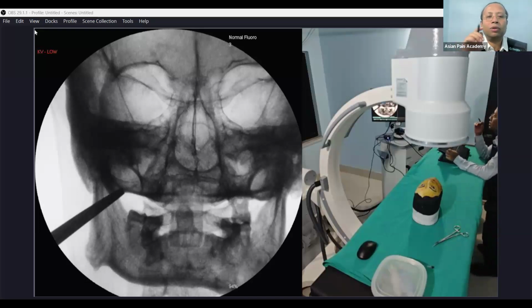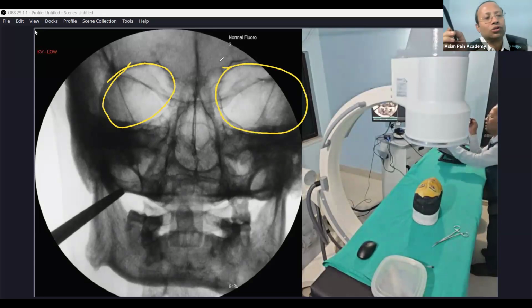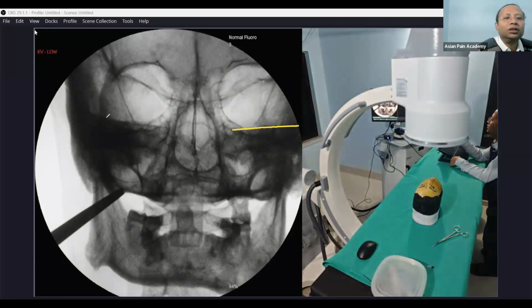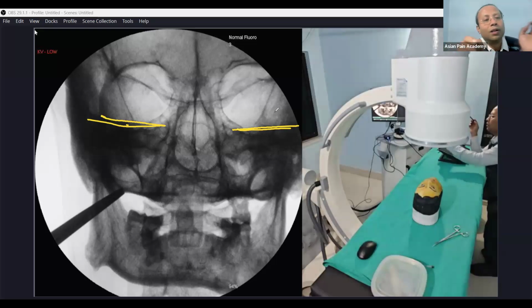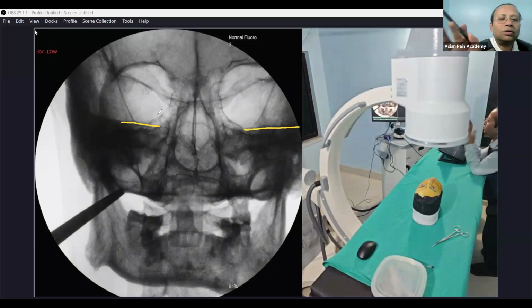Now while seeing the AP view, a question can come to our mind whether we are seeing a true AP view or not. How to see a true AP view? Just see whether both the orbits are looking similar or not. One big, one small, it should not be like that. If they are similar, then it is a true AP view. Then these are the petrous ridges. These petrous ridges are in the lower one third of the orbit, on both sides. So more or less, this is the AP view.